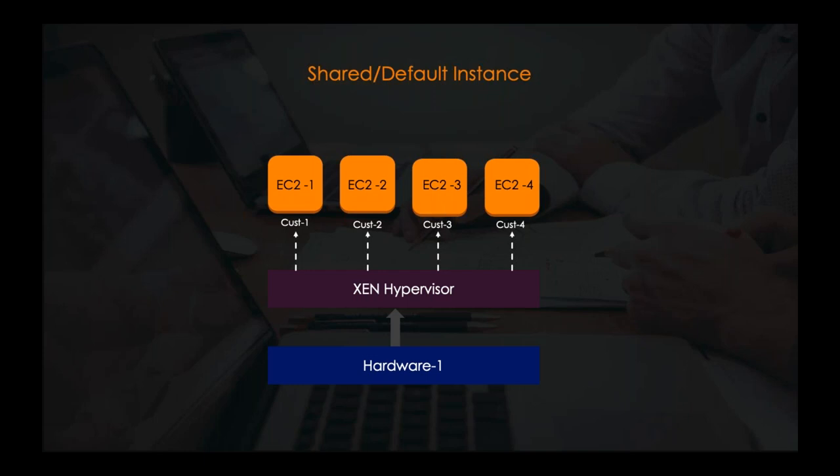All right. So you have two tenancy models available. One is the default tenancy and second is the dedicated tenancy. The difference is that a single hardware is shared between multiple customers. You have customer one who has created this EC2 machine, customer two created the same EC2 machine on the same hardware. With dedicated, a single customer will create multiple resources on it. The entire hardware is dedicated to a single customer. Whereas for the default or the shared one, a single hardware is shared between multiple users.